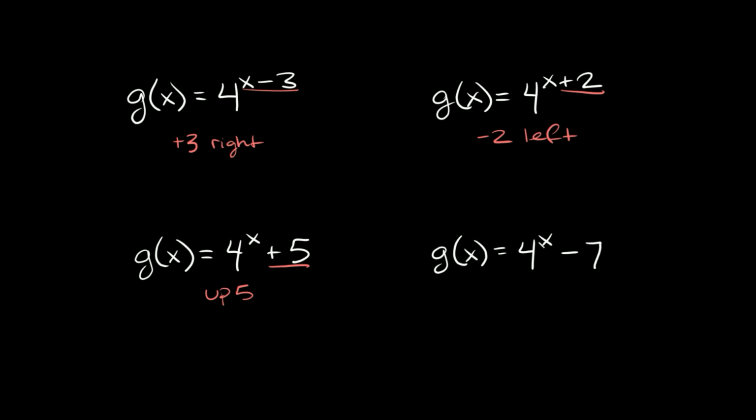And then here, g of x is equal to 4 raised to the x minus 7. Again, this number just shifts it up or down. So here it would be down 7 spaces, okay? The other thing about these numbers at the very end is they tell us where our asymptote is. So when you graph this function, we would have an asymptote at y is equal to positive 5. And for this one, we would have an asymptote at y is equal to negative 7.